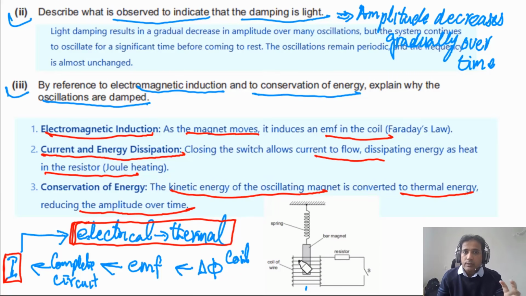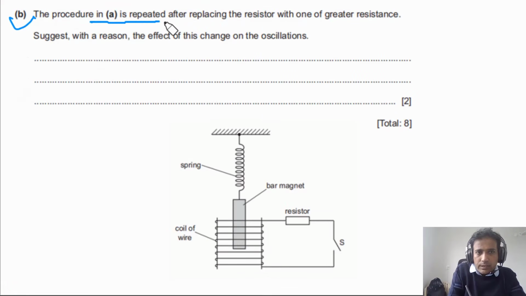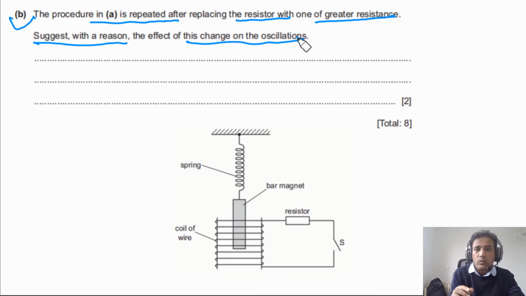This also can be answered based on forces. You can think about how we can answer this one based on forces. Part B says the procedure in A is repeated after replacing the resistor with one of greater resistance. Suggest with a reason the effect of this change on the oscillations. Now what is the effect? In this case, the procedure is repeated, meaning it is moving at the same speed.